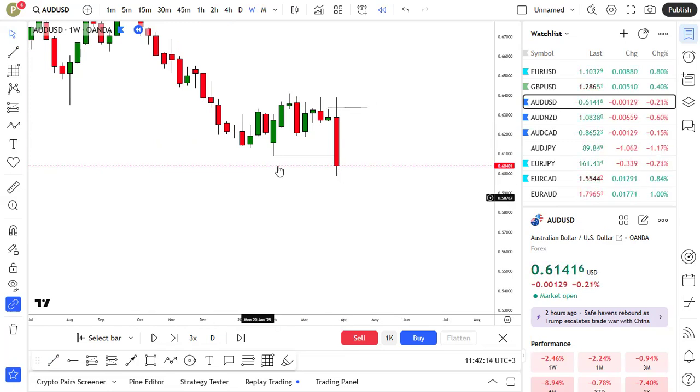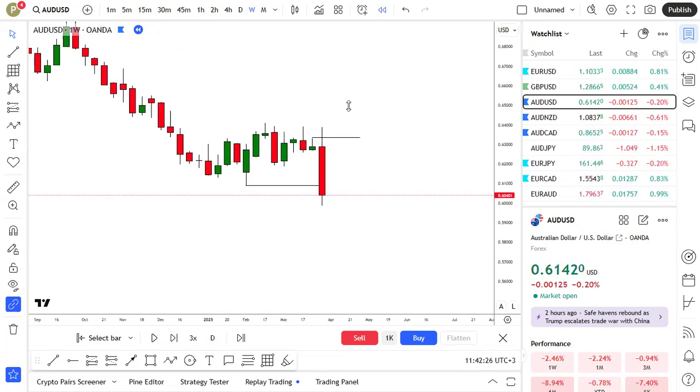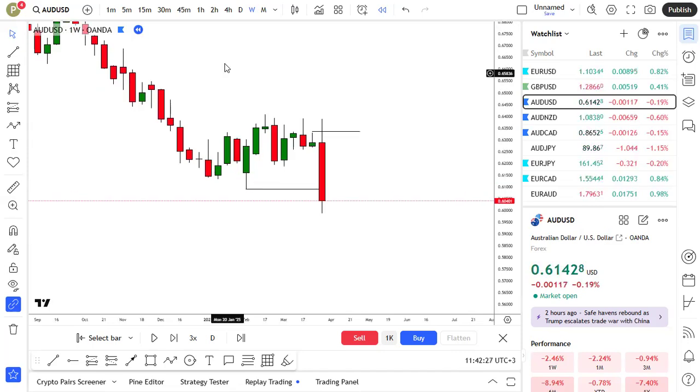But when we have this kind of big movement to the downside, it's very difficult for us to expect a continuation of price to go down. But looking at this, we can say on the weekly we are bearish. But let's check on the daily. What kind of bias do we have on the daily?